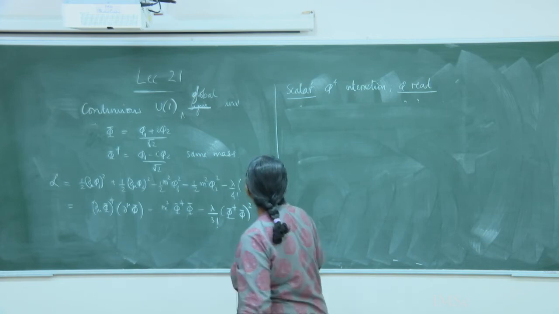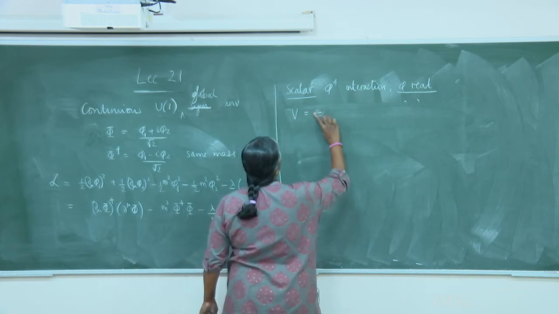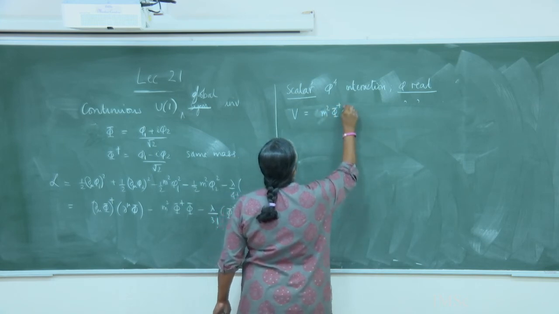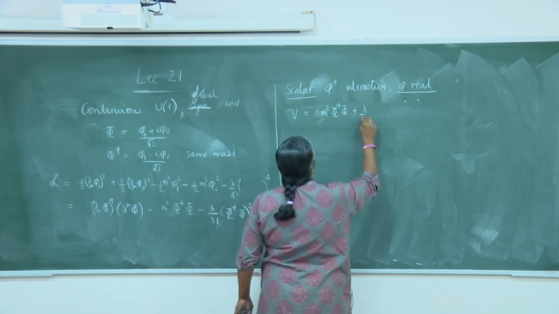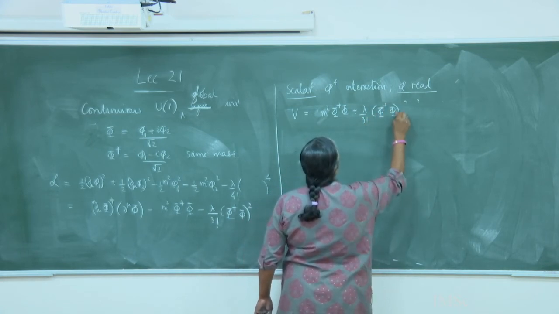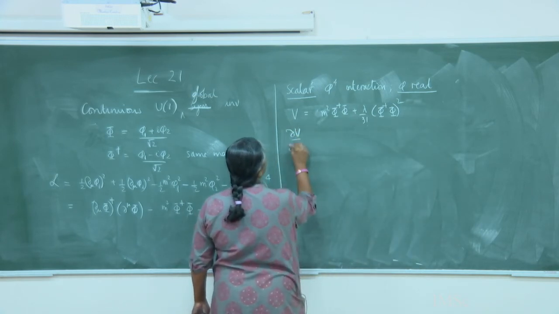Let me look only at the potential, because that is the interesting thing for me. No half, sorry, m squared phi dagger phi plus lambda by 3 factorial phi dagger phi whole square. So I can now ask what is the minimum of this potential.